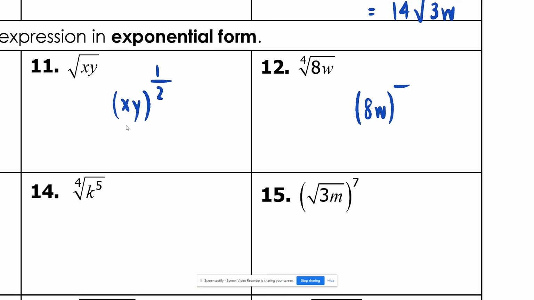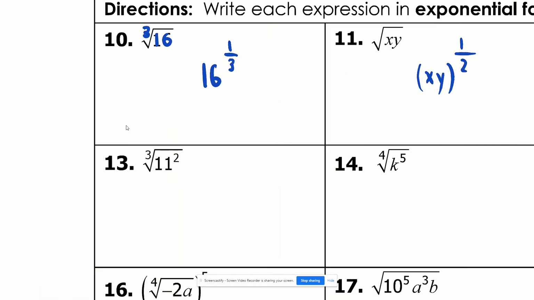It has to be a fractional exponent because it's a radical. The root is my denominator. And since there's no exponent inside, it's understood to be a 1. Okay? All right, moving on.